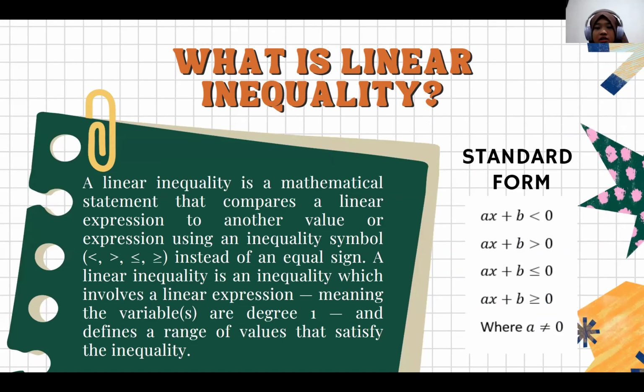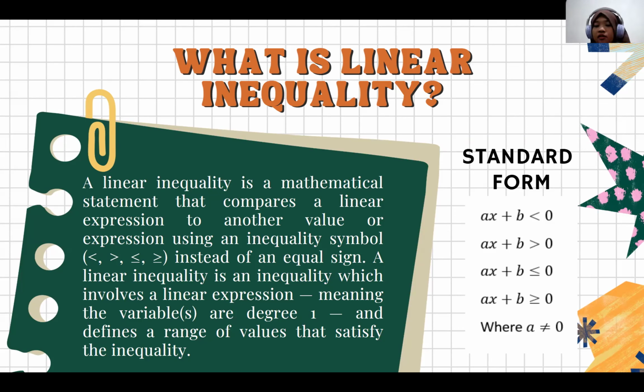The first one is linear inequality. So what is a linear inequality? A linear inequality is a mathematical statement that compares a linear expression to another value or expression using an inequality symbol instead of an equal sign. It is an inequality which involves a linear expression, meaning the variables are of degree 1, and defines a range of values that satisfy the inequality.